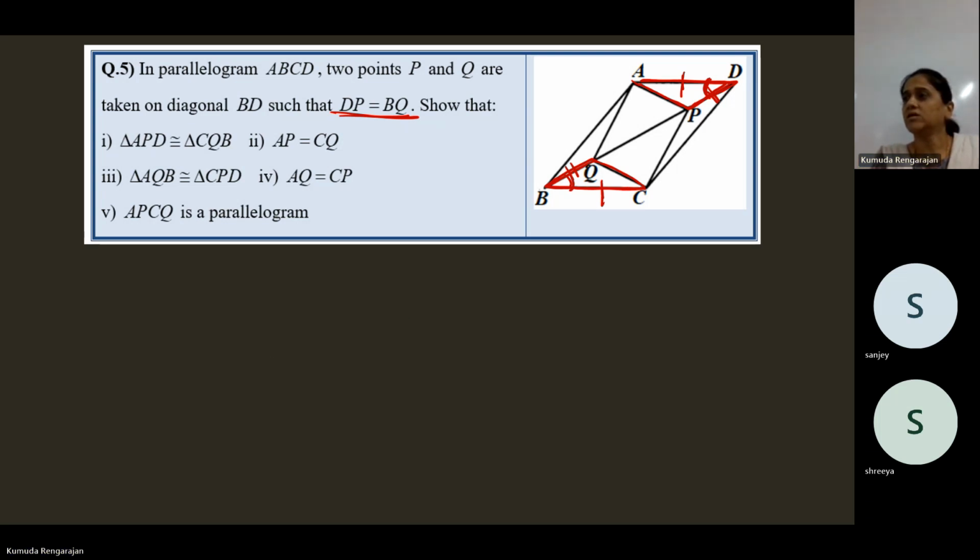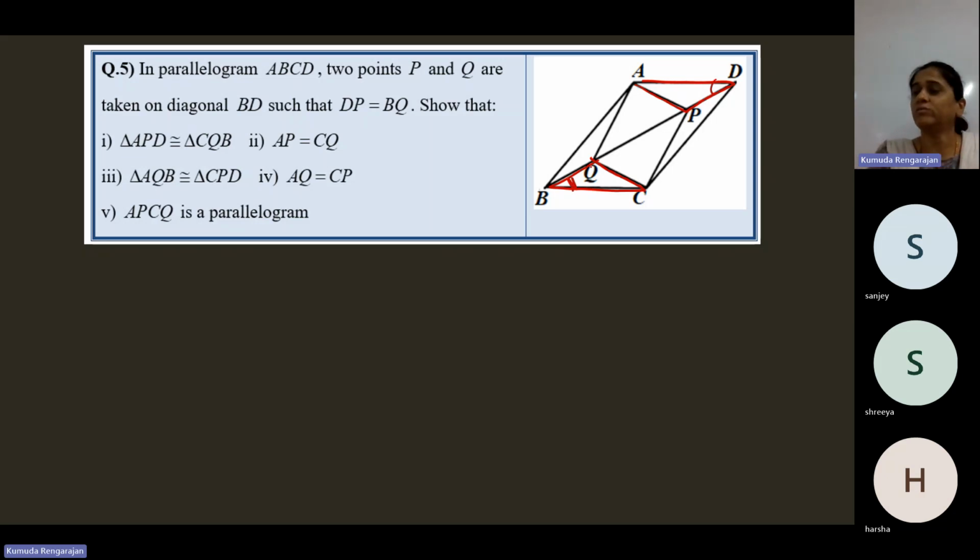Why? No, stop. What's the reason? Repeat. Which are the two angles equal? Use three letters and name the angle. Angle PDA. Correct. Is equal to angle PQC. Angle QBC. Reason I wanted from you, Sachin. What's the reason? Why are these two angles equal?